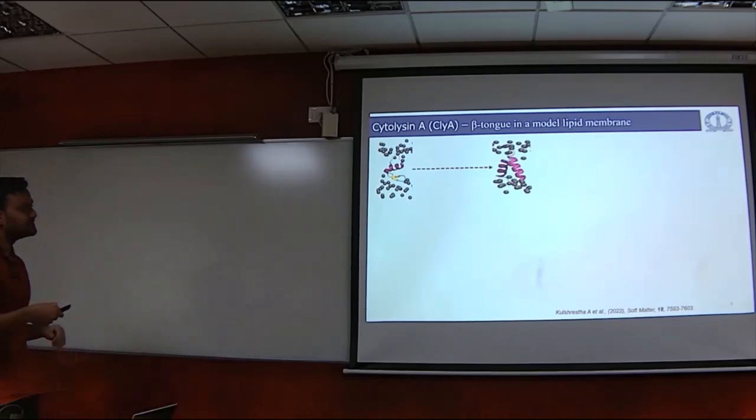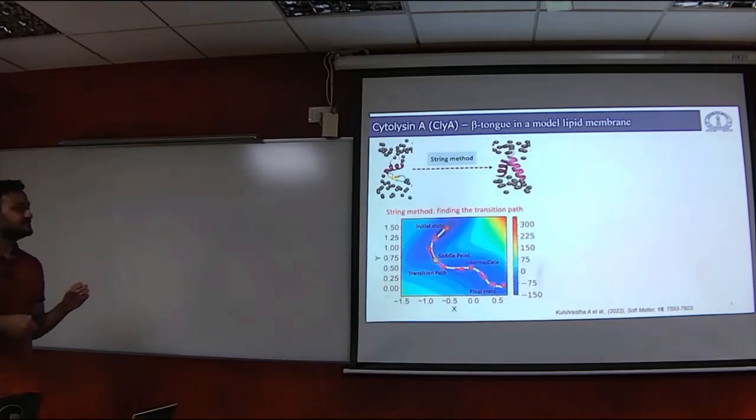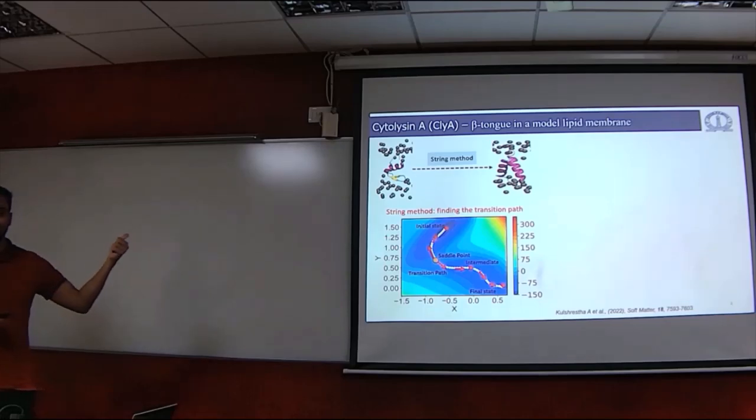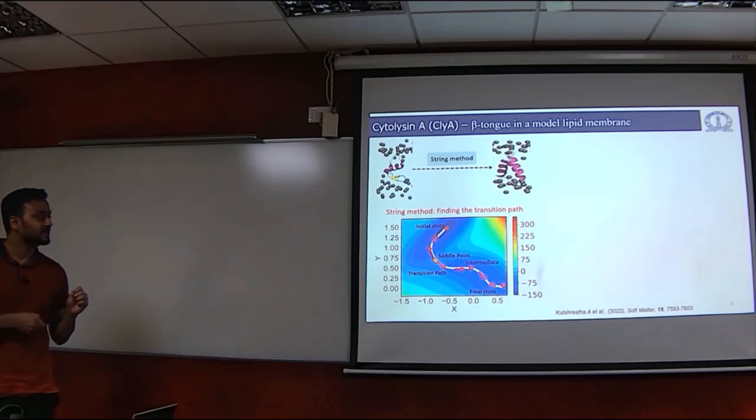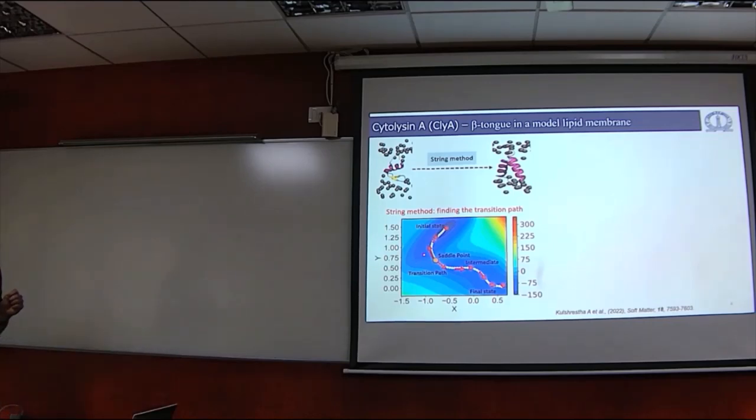And then we apply the string method approach to capture this interesting transition. String method is a method we recently developed. It helps us to find the transition path between an initial state and a final state. Such a path passes through the minimum free energy path. And if you look here, all the forces are parallel to the path, which are shown here with red color arrows. There is no force in the perpendicular direction to the path.